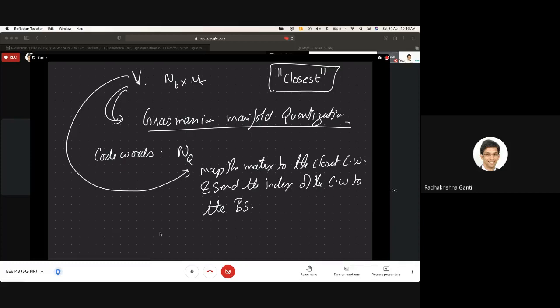What happens is, the specification decides a particular code book. The specification gives you a code book. You pick out one of the matrices from the code book which is close to the matrix that you want to transmit, and send the index of the code word.